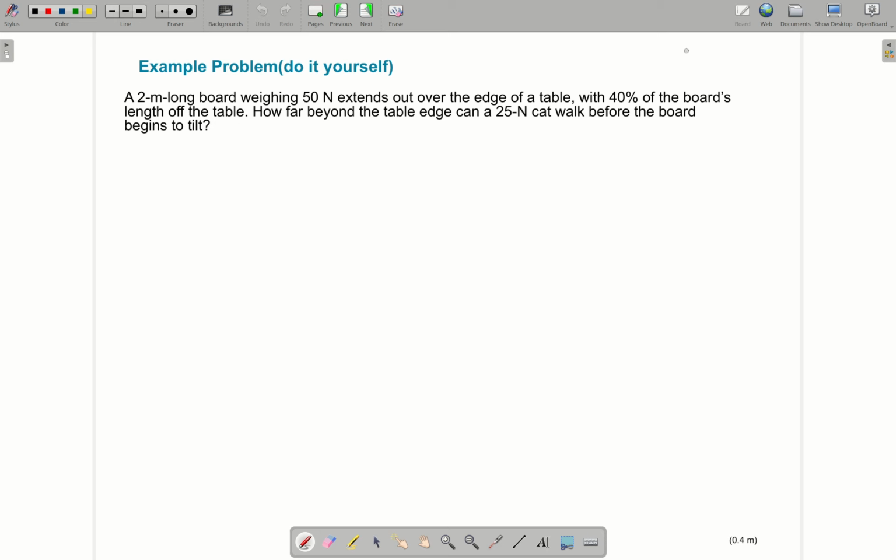Here's an example, and examples will be all similar sorts in this section. A 2-meter board weighing 50 Newton extends out over the edge of a table with 40% of the board's length off the table. So I'm going to try to draw a table here, and we have a board on the table. I'm going to try to show that board with 40% of it off the table.